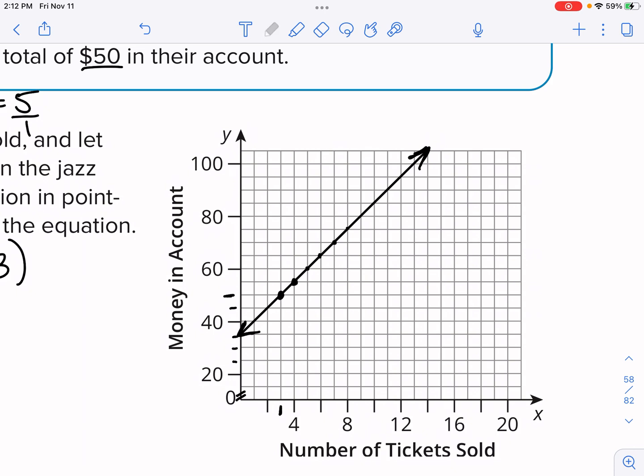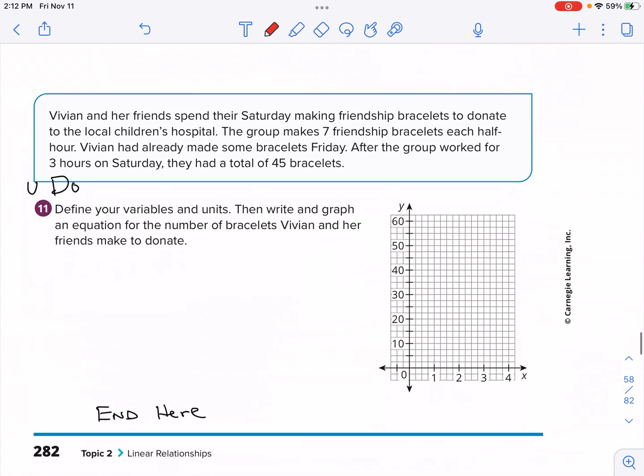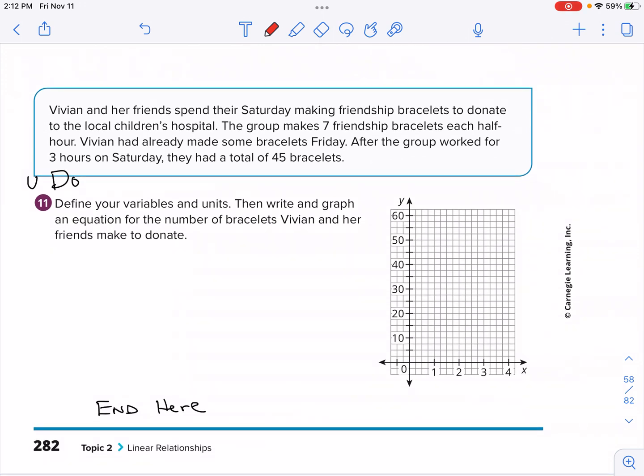This part you don't have to write, but hypothetically, let's say I wanted to know how much it would take for us to reach $100. Well, if I went to 100 on the graph, and then from there went down, this tells us we got to sell, well, one more than 12, so 13 tickets in order to get $100. So that helps us in order to determine goals and plan. Anyways, we're done with this context. I'll have you work on this other one, and that's going to conclude this video, ending on activity 2.